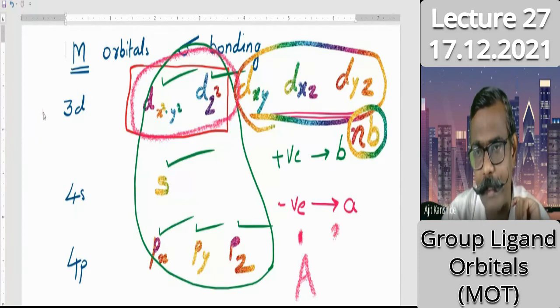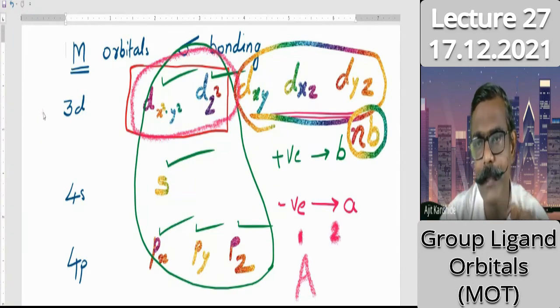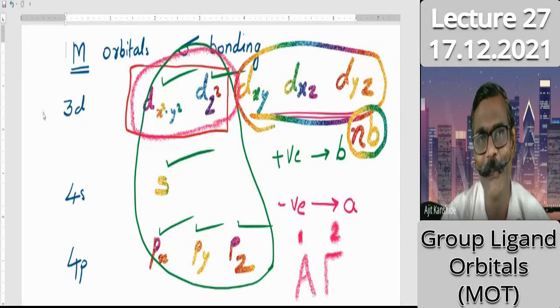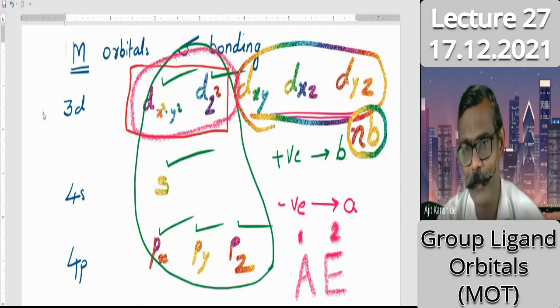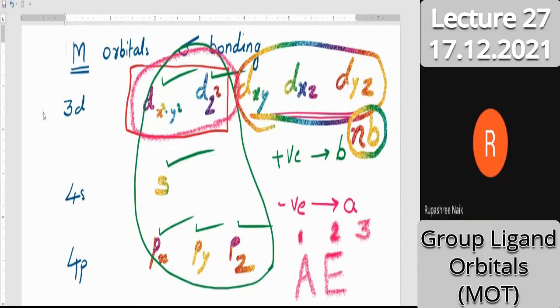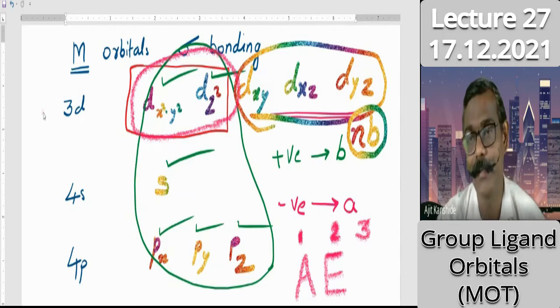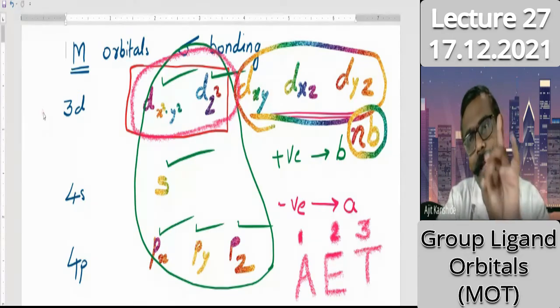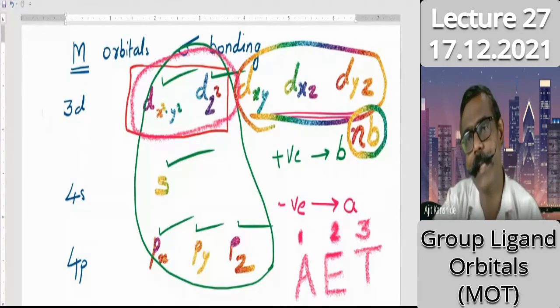If two are there, what may be the label? If two are there, then E. E means doublet. Now, if three orbitals are together, then T. So a singlet, only one, means A, two means E, and three means T.